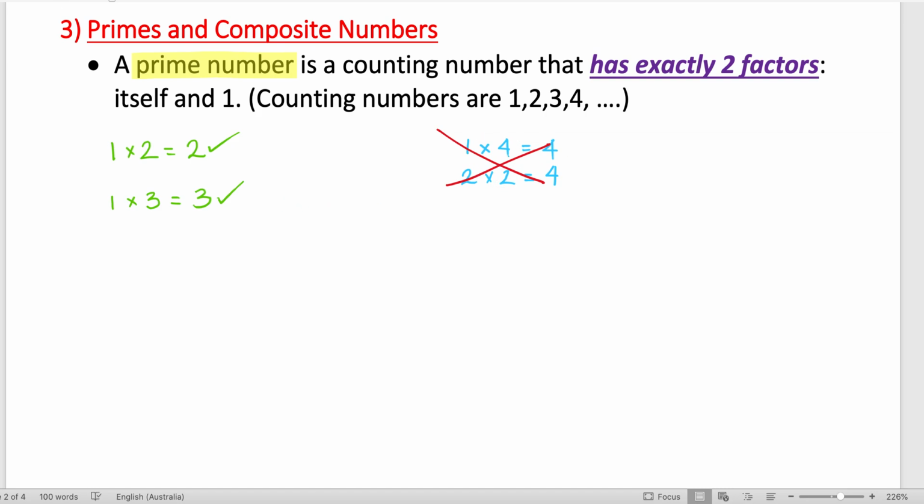Okay, let's keep on going here. Let's go with 5. 5 is a prime number. Yes, I can do 1 times 5 equals 5. And then I can't divide 5 by 2 or by 3 or by 4. So yes, this one is a prime number. Wonderful. So that is the definition of prime numbers.